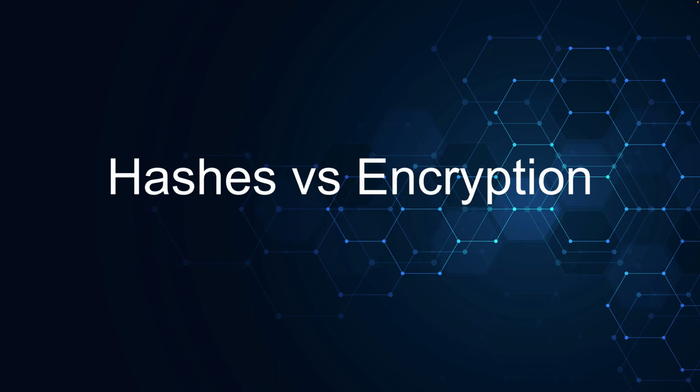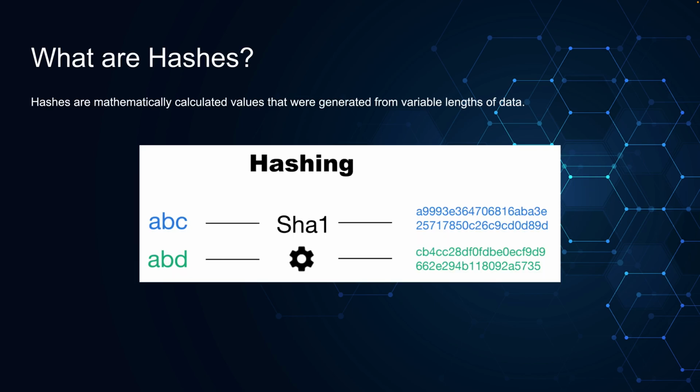So in this 5 minutes introduction to hashes versus encryption, we're going to take a look at the differences between the two by understanding quickly how they work. So first off, what are hashes? Basically, hashes are a mathematically calculated value that is generated from a variable length of data.